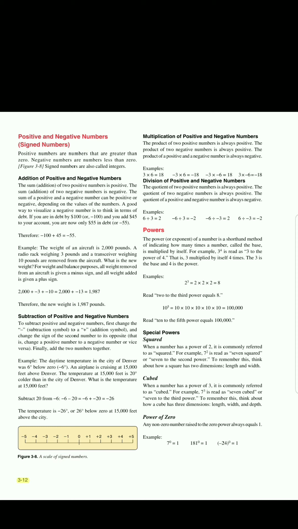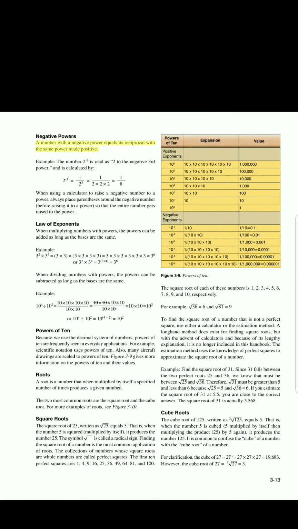3-12. Negative powers. A number with a negative power equals its reciprocal with the same power made positive. Example: the number 2 to the minus 3 is read as 2 to the negative third power, and is calculated by 1 over 2 cubed, which is 1 over 2 times 2 times 2, or 1 over 8.